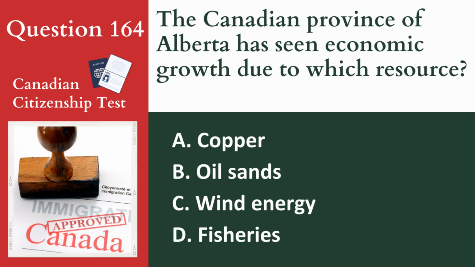The Canadian province of Alberta has seen economic growth due to which resource? A. Copper. B. Oil sands. C. Wind energy. D. Fisheries. Answer B. Oil sands. Alberta has experienced significant economic growth due to the development of the oil sands, which are a major source of crude oil.